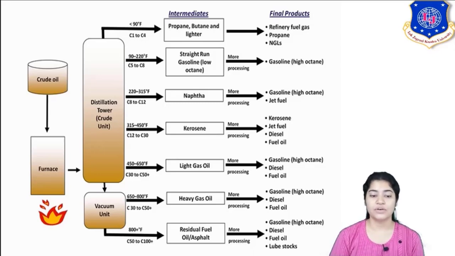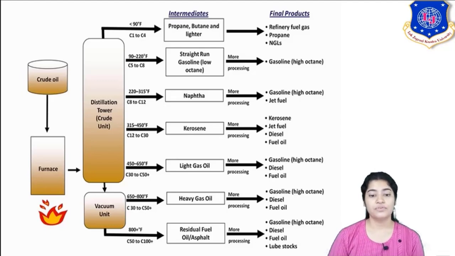Now, these all are the fractions. They are not a particular or single component. They are the fractions at different cuts. Like for straight run gasoline, see, the range of carbon is from C5 to C8. So that is the category of straight run gasoline.